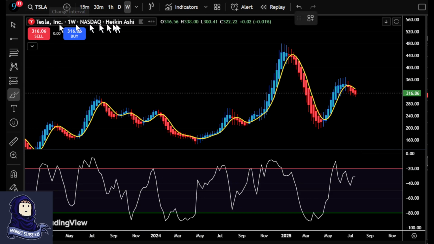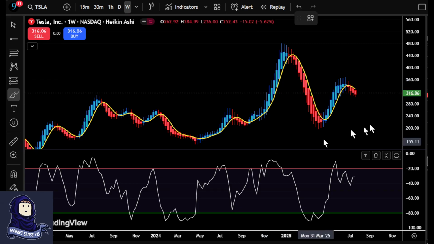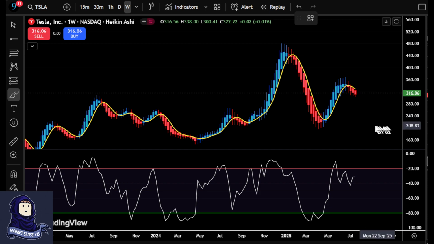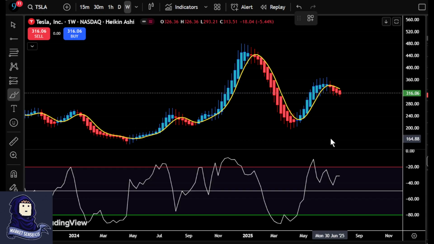This is Tesla, and as usual, I like to use a smooth Heiken Ashi chart, which shows the trend better than the bar or the normal candlestick chart, which is all over the place for me. So I can't trade using those. It's very confusing, too tedious for me. This is a weekly chart. Let's check out this Williams percent R.